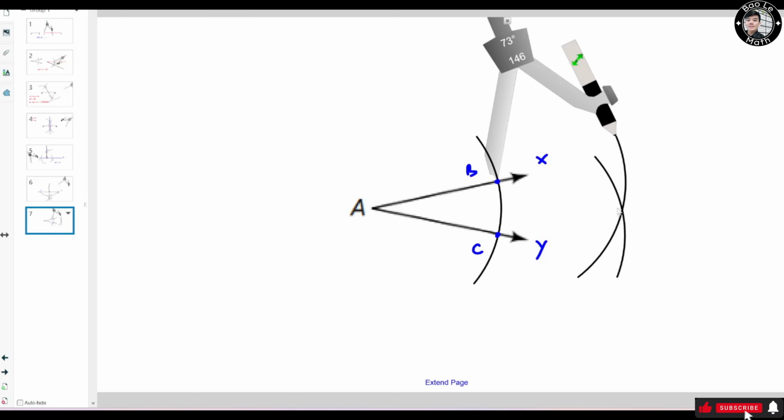I have the new intersection point. I call this point C. Then I'm going to use the straight edge to connect AC. Then AC is the angle bisector of angle BAC.